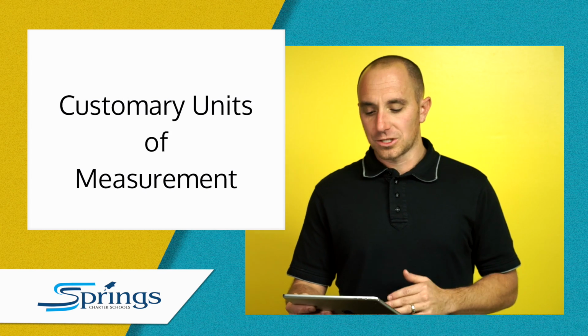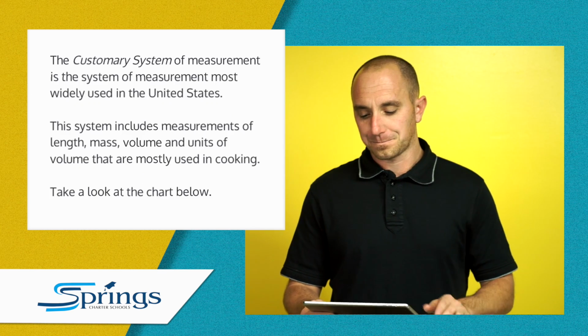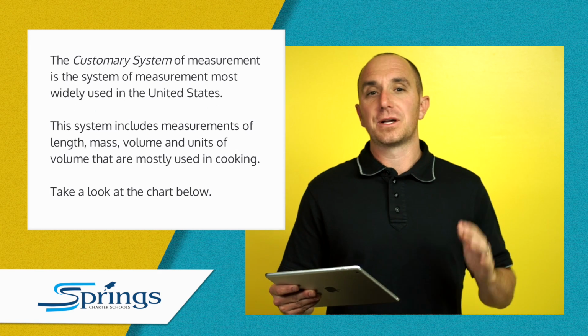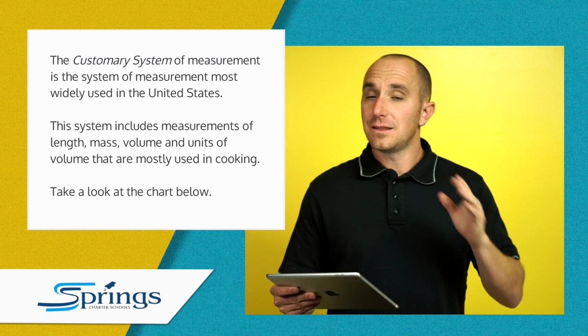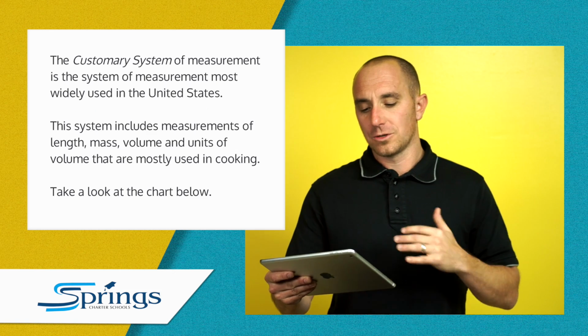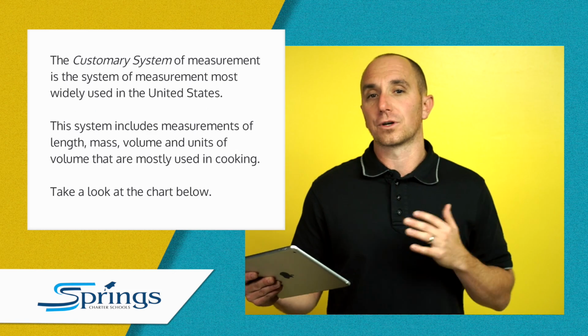Okay, so the first thing we touched on was customary units of measurement. The customary system of measurement is the system most widely used in the United States. This system includes measurements of length, mass, volume, and units of volume that are used mostly for cooking.